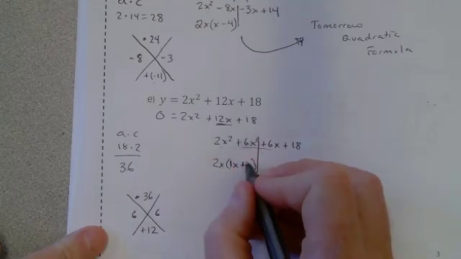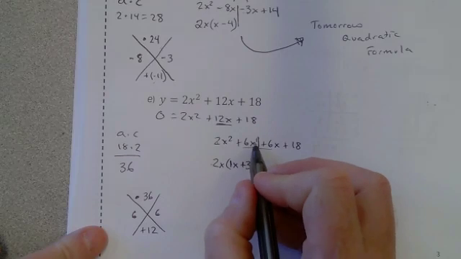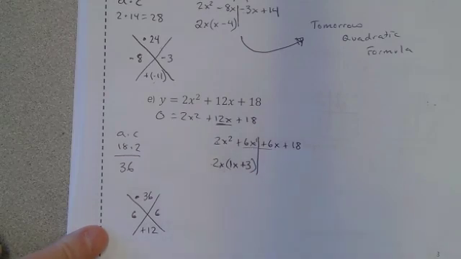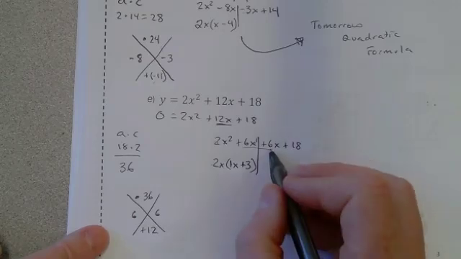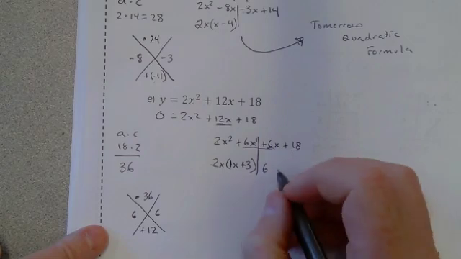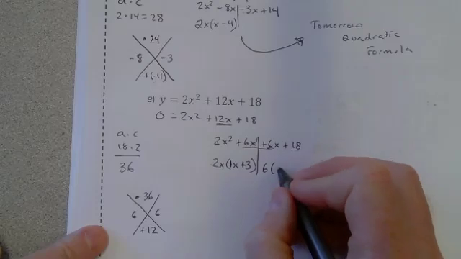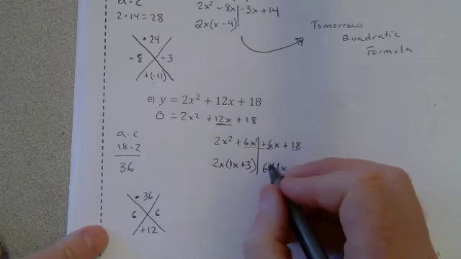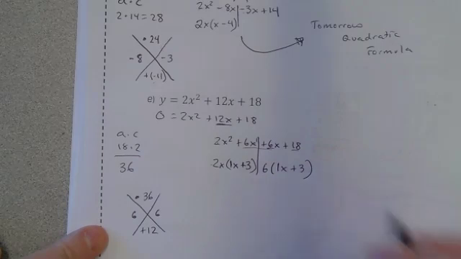Plus 6 divided by 2 is 3. There was an x, but it's been pulled out, so there's nothing left there. Over here, 6 and 18 have a factor of 6. 6 divided by 6 is 1x. 18 divided by 6 is 3.